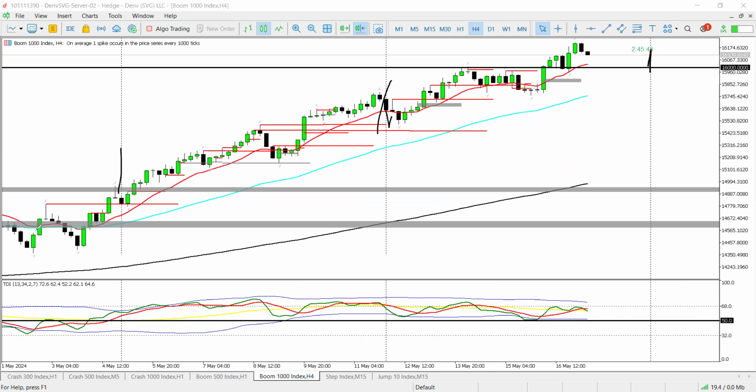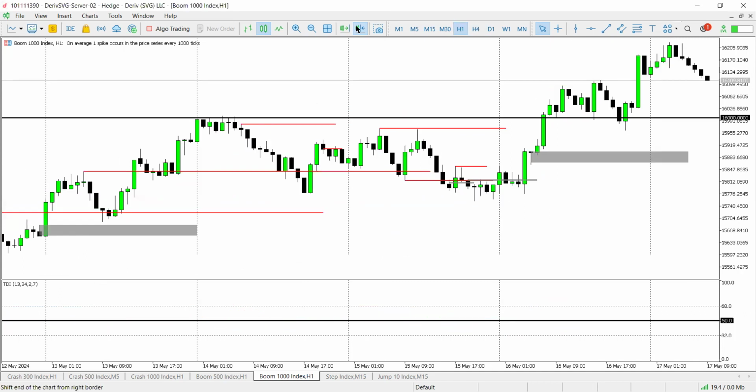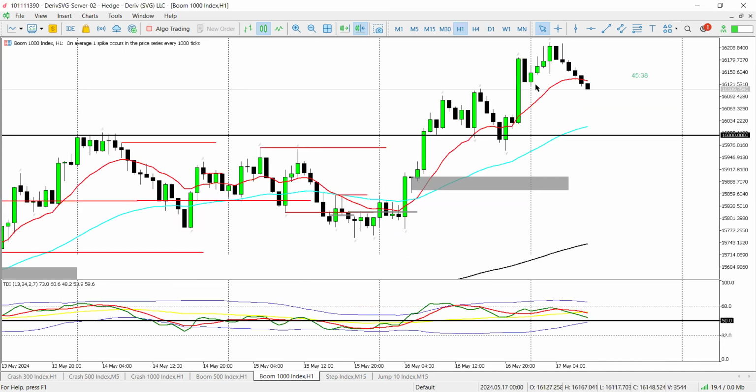When you're on the H1, the period separators show the days. This is yesterday. This is today. And when you're on the H1 going down, they represent the day. Then H2, H3, H4, they represent the week. Then the daily, they represent the month.